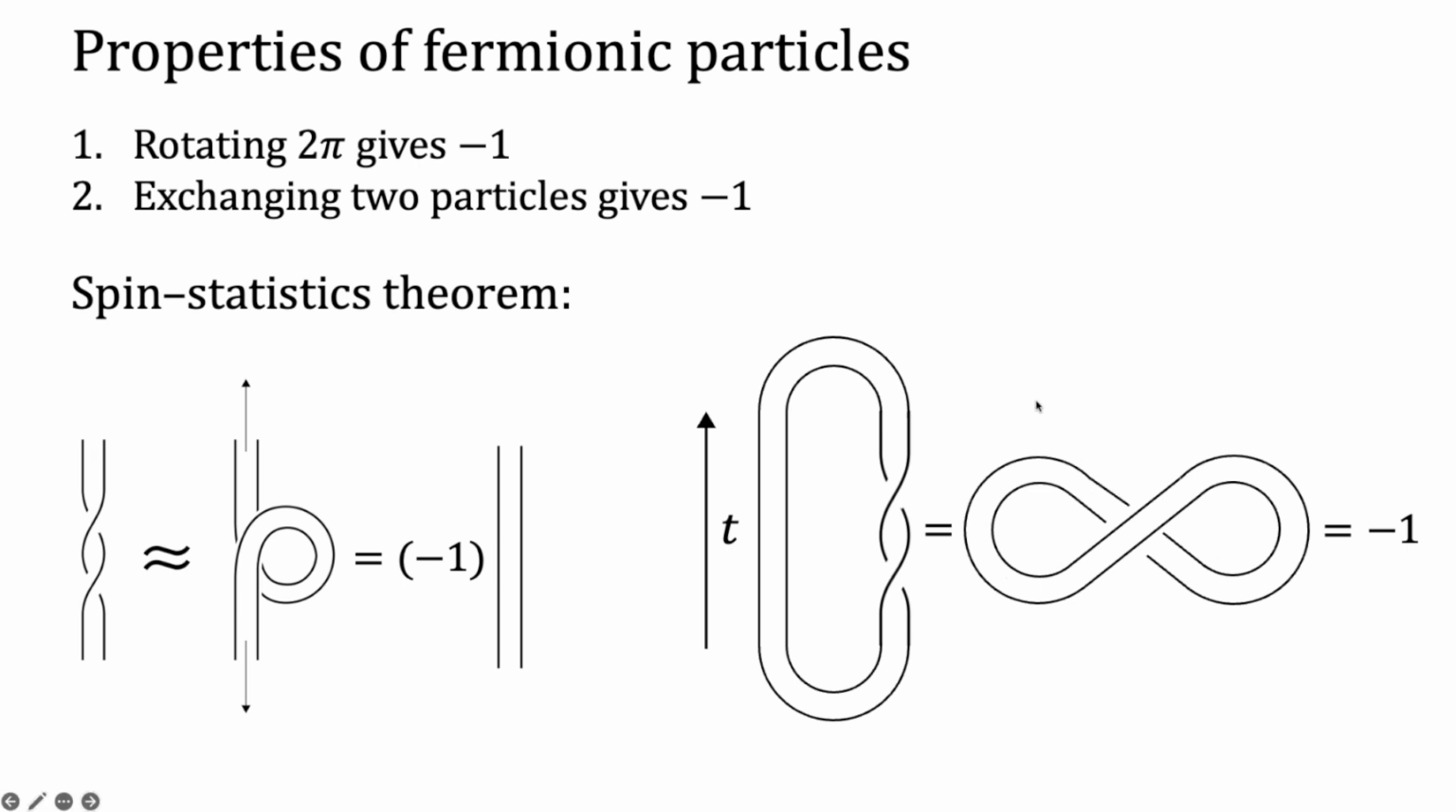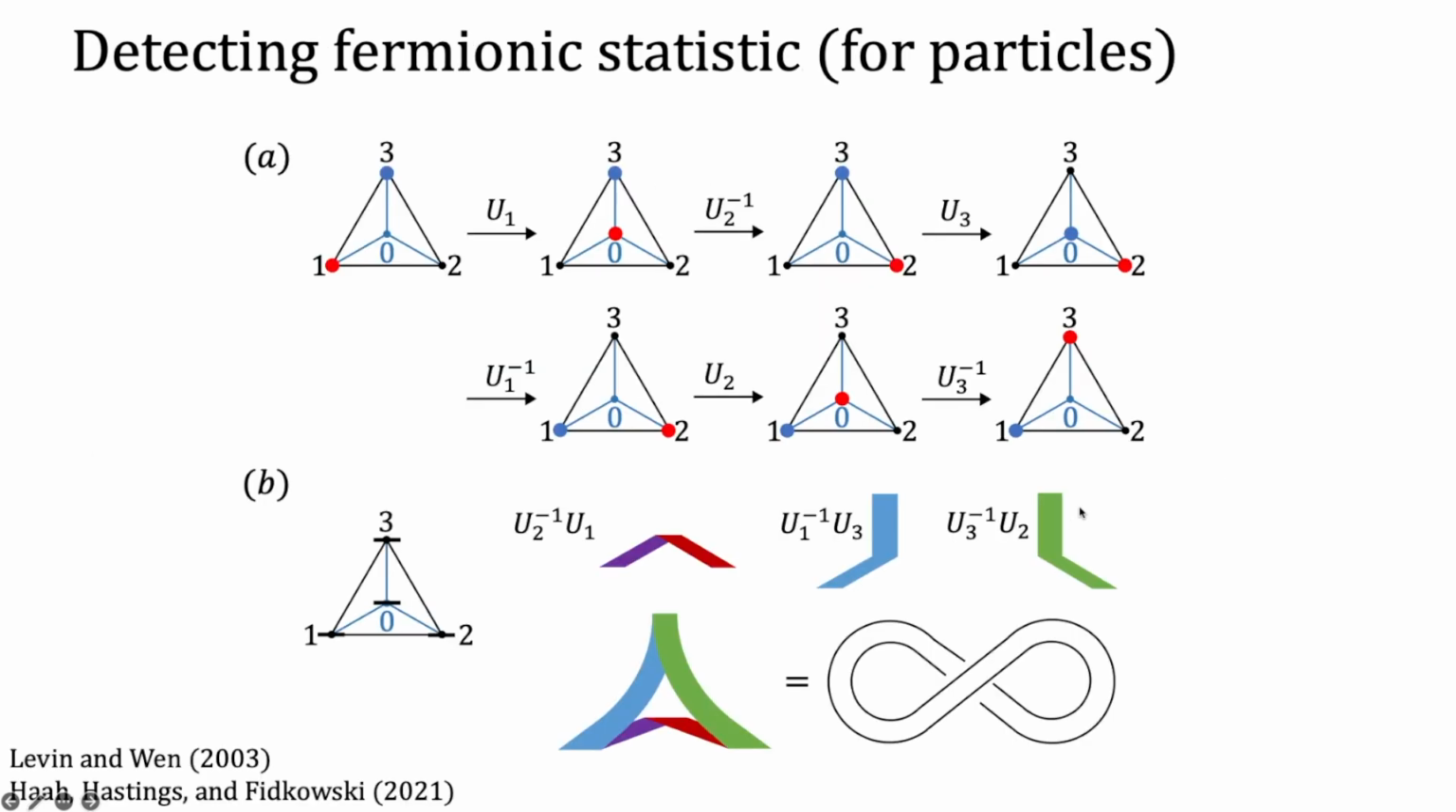Of course, so far I'm just talking about some space-time process, which seems very abstract and topological. But this process can actually be detected on the lattice. Let me describe the famous T-junction process proposed by Michael Levin and Xiaogang Wen back in 2003. At that time, they tried to define some microscopic process which can detect the statistics of particles.